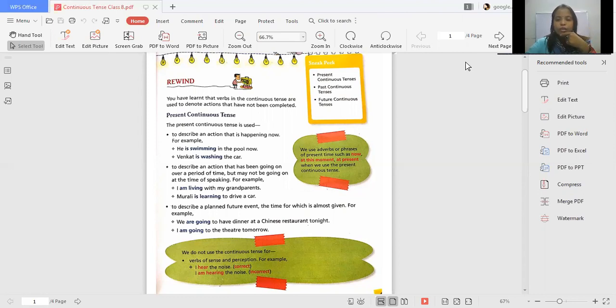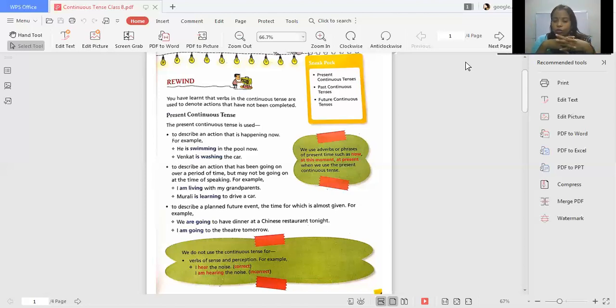Before that, let me tell you that we also use adverbs or phrases of present time such as now, at this moment, and at present in present continuous tense. So if you find now, at this moment, and at present in a sentence, you will understand that it is in a present continuous tense.